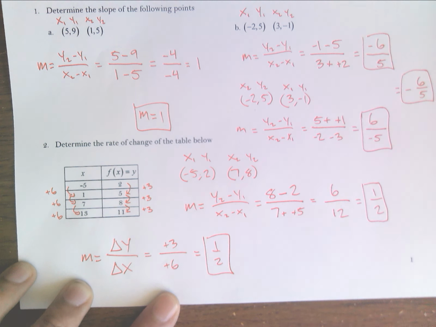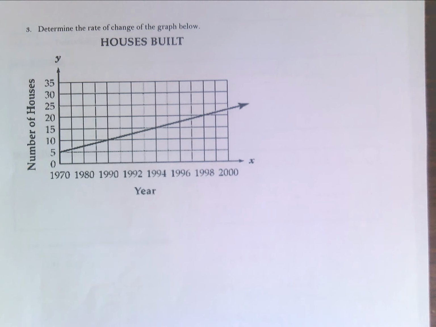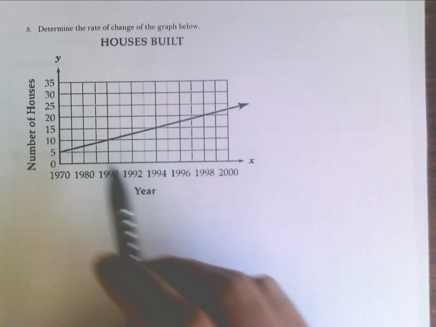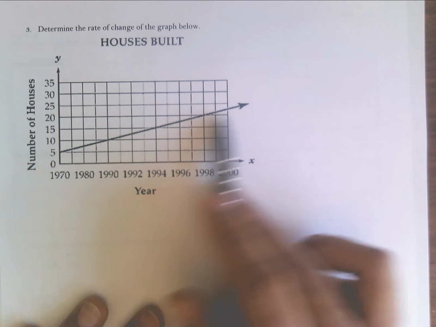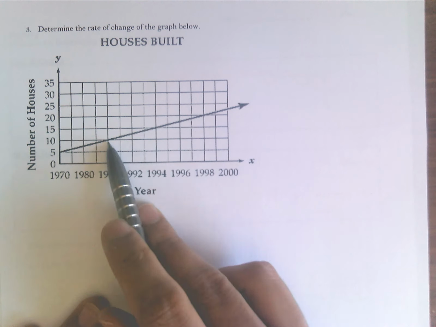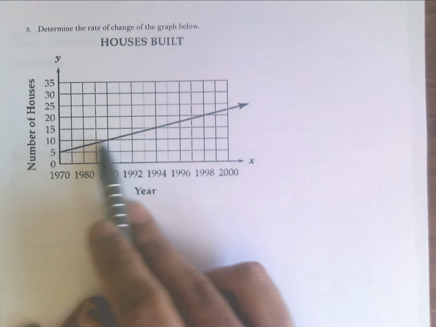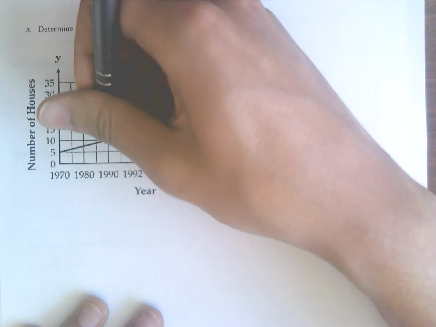All right, let's try a few more. Go ahead and flip the page. So I've got one more example for us here. I've got the graph showing the number of houses built in any given year from 1970 to 2000. In order to find 2 points from this graph, I've got to see where it intersects the grid lines really nicely. I notice right here at 1990, 10. So I'll go ahead and plot that point.